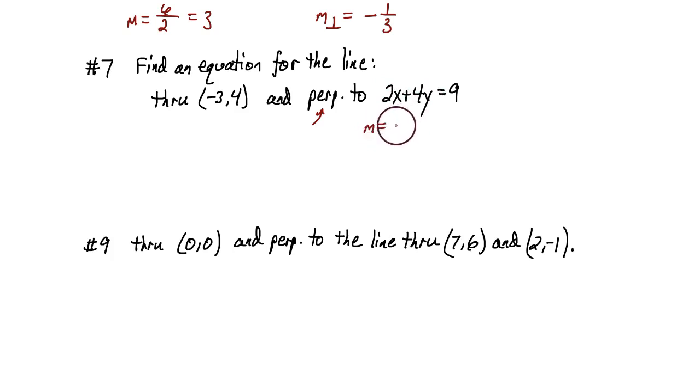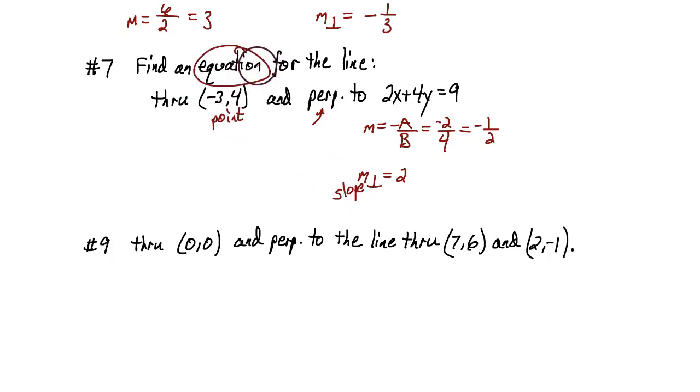To find the slope, we can use the formula negative a over b. So this is negative 2 over 4, which is negative 1/2. The slope of a line perpendicular to that is the negative reciprocal. So that becomes positive 2 over 1, or simply positive 2. We have a slope and we have a point. And from those 2 pieces of information, we can get an equation.